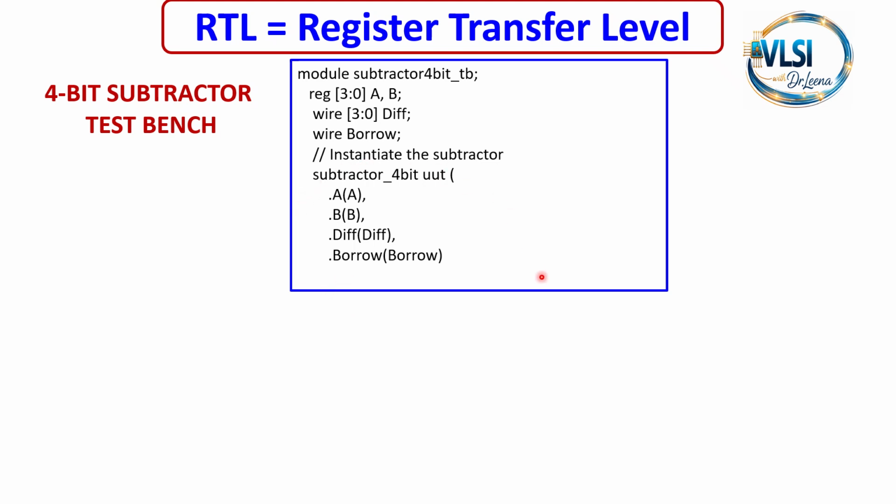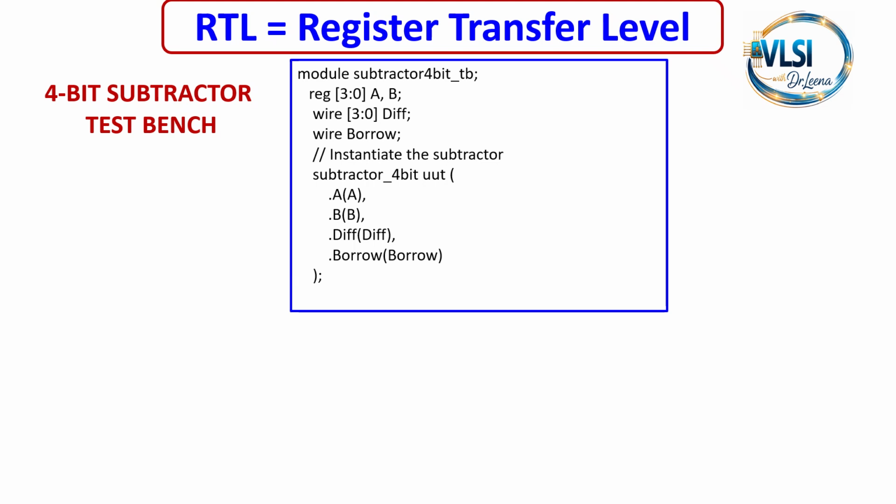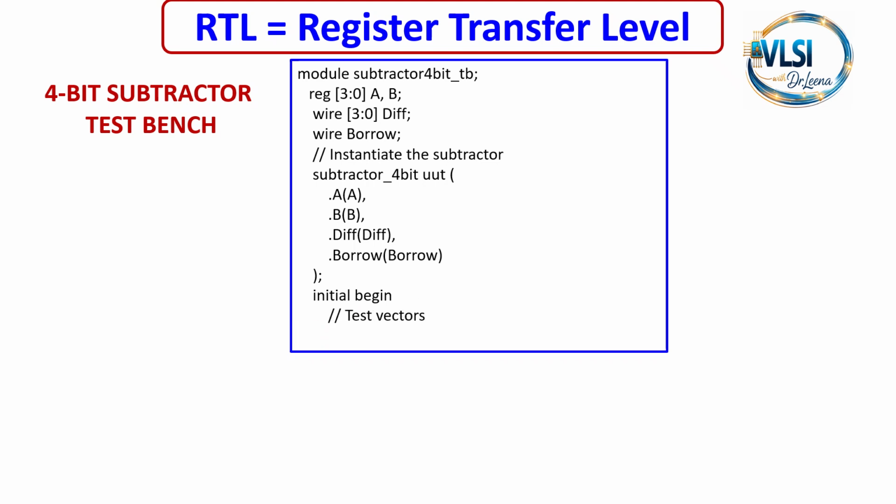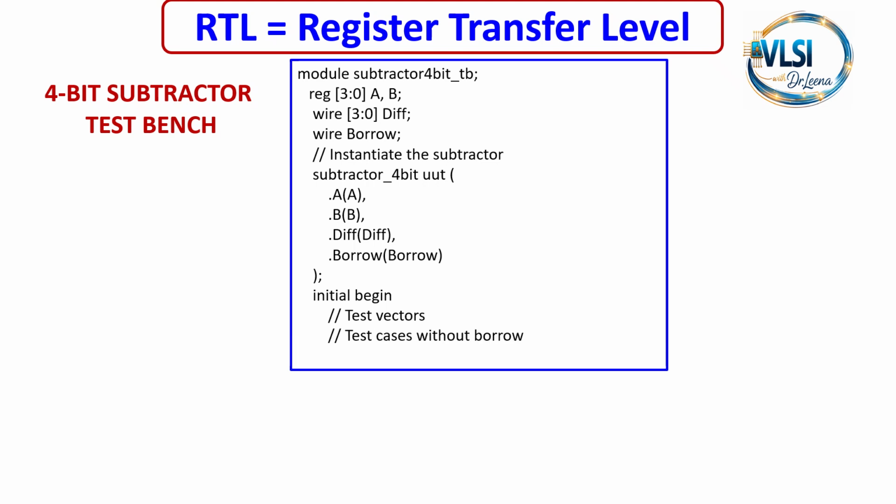After instantiating all the inputs and outputs, we are going to close the bracket. After closing the bracket, we need to do the test cases. For that, we are initially beginning, and after that, we are giving the test vectors. First, we are giving test cases without borrow, and then we are giving with borrow.